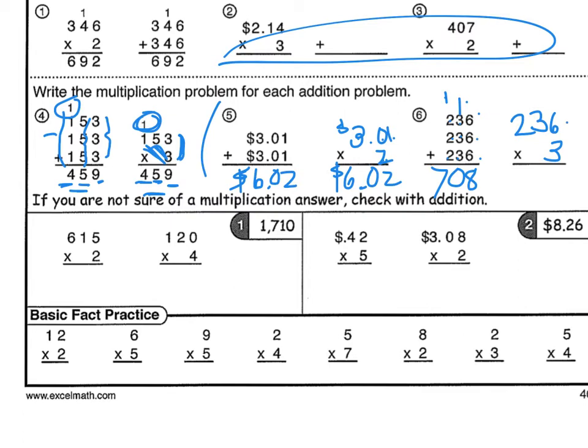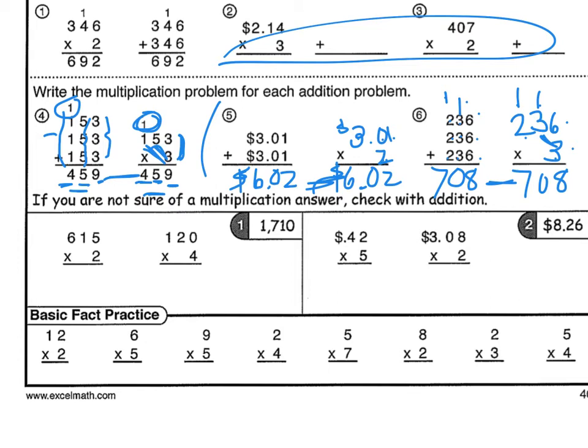It's pretty tricky. 6 times 3 is 18. Regroup with the 1. 3 times 3 is 9. Multiply first. Plus 1 is 10. Regroup with the 1. 2 times 3 is 6. Plus 1 is 7. Notice these all match each other because addition and repeated addition and multiplication are the same thing. You should get the same answer.